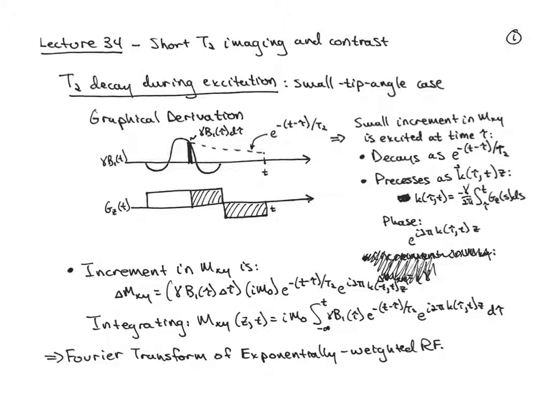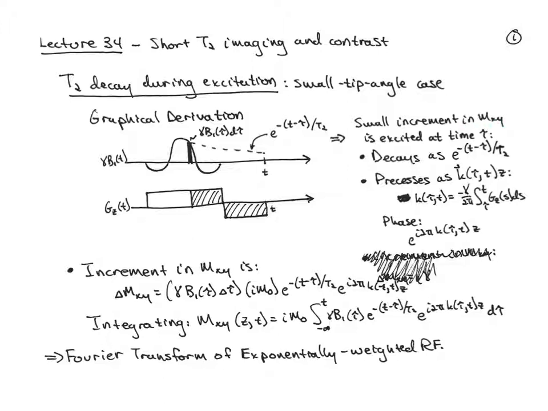So let's first look at the effects of T2 decay during excitation, and we're going to be considering here the small tip angle case. So we can do a little graphical derivation here. Here's the RF pulse that we're going to play out, and here's the gradient. And let's look at one instant in time where the RF pulse knocks down a little bit of magnetization that is proportional to gamma b1 of tau, this time point, d tau, which is the incremental width of the time point. This magnetization is going to be knocked down right here at this time point tau, and then it's going to experience T2 decay up to the observation point t.